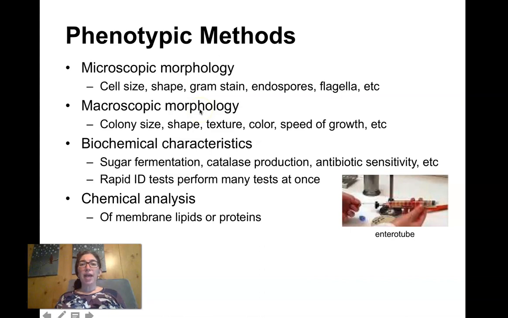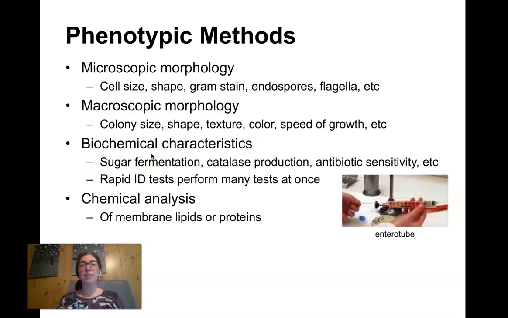We can also grow the microbes on a petri dish, on solid agar, and we can look at the colony morphology. We can grow them on selective and differential media and look at the different colors. We can look at the size and shape of the colonies. They're different between different bacteria sometimes. So sometimes that macroscopic morphology, how a colony looks versus how the bacterial cells themselves look, can also give us more clues. We can also look at different biochemical characteristics.